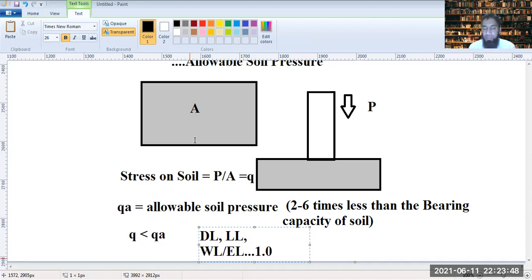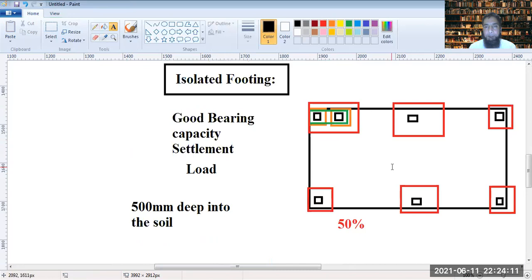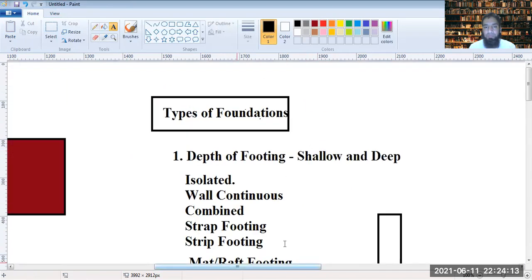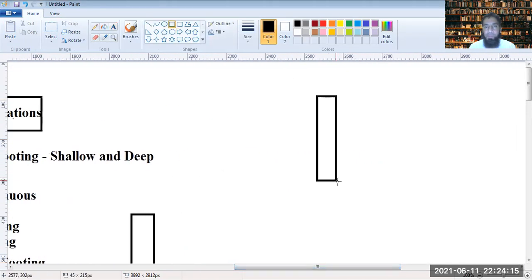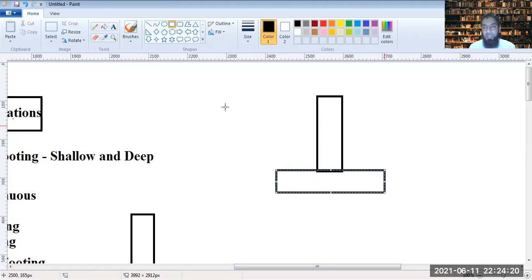So it's usually at a 500 depth from the natural ground level, and this QA would actually give us the gross pressure that's exerted onto the soil. Now, this includes two things. One, and there is this, for example, a column, then there is an isolated footing.